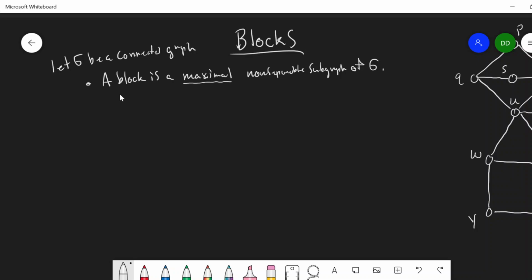Okay, so some properties of blocks. Every two distinct blocks share at most one vertex. So why is this true? Well, if you had two blocks that shared two vertices, this means we'd be able to increase the size of one of the blocks, and therefore it wouldn't be maximal.